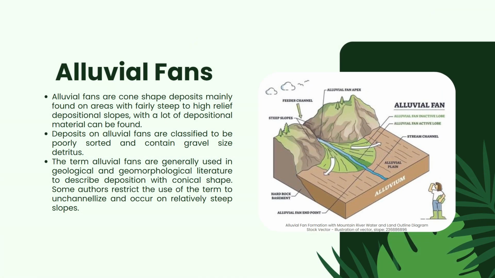What are alluvial fans? Alluvial fans are cone or fan-shaped sediment deposits that typically form at the base of mountain fronts, where steep slopes meet a flat valley floor. They are composed primarily of poorly sorted sediments, often dominated by gravel-sized clasts. These fans form as water flows rapidly down steep slopes, carrying sediments that spread out and deposit as the gradient decreases sharply. In geological and geomorphological literature, alluvial fans usually describe unchannelized or poorly channelized sediment accumulations on steep slopes.